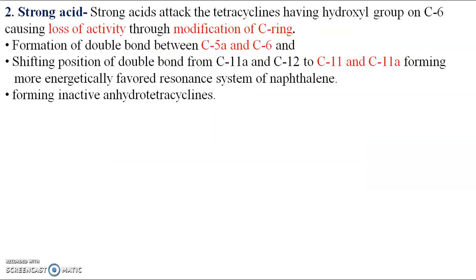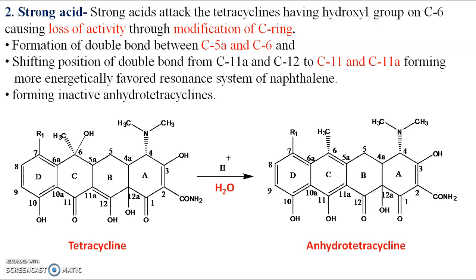Let us see the effect of strong acid. Strong acids attack the tetracyclines having a hydroxyl group on C6, causing loss of activity through modification of the C ring. There is a formation of a double bond at C5A and C6, and at the same time there is a shifting of the position of the double bond from C11A and C12 to C11 and C11A, forming the more energetically favored resonance system of naphthalene.